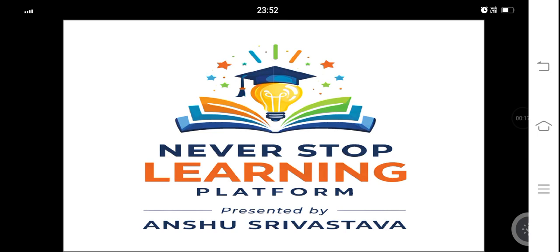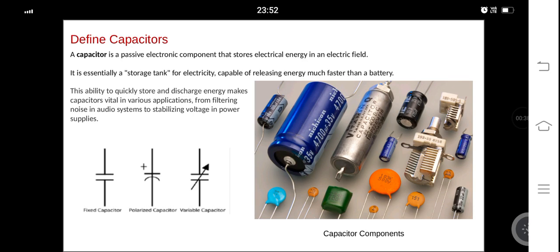Friends, today we are going to start one interesting topic and its name is electronic capacitor. I hope you are already familiar with the capacitor, their functions and the applications in real life. So let's have a look.